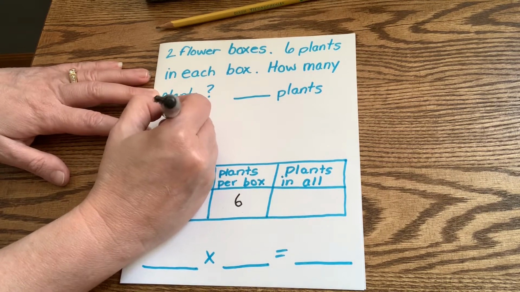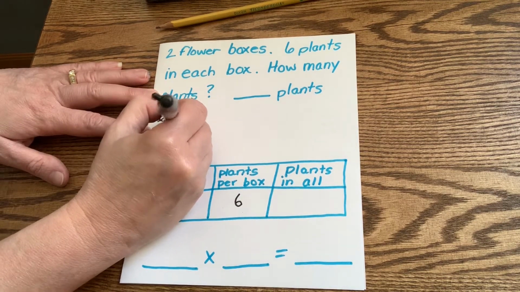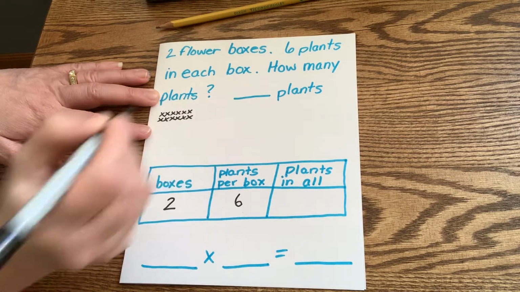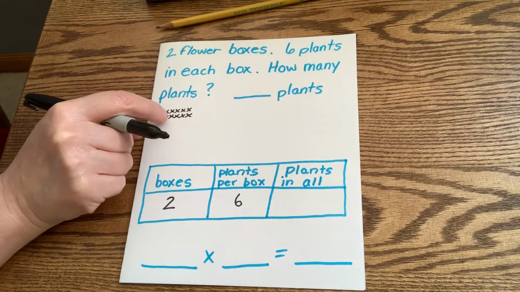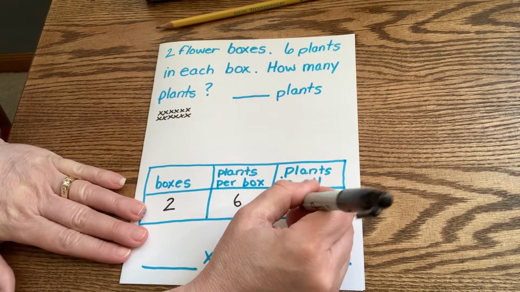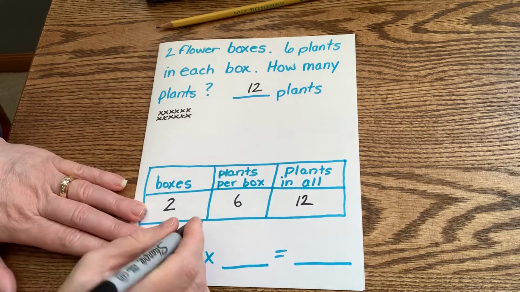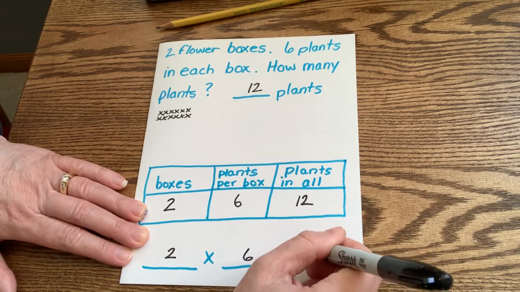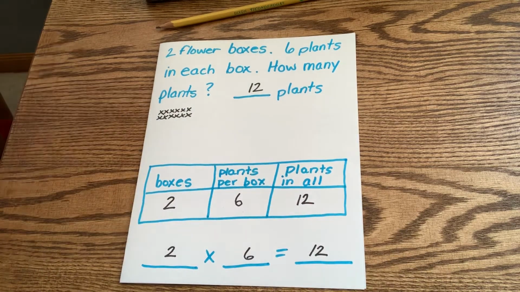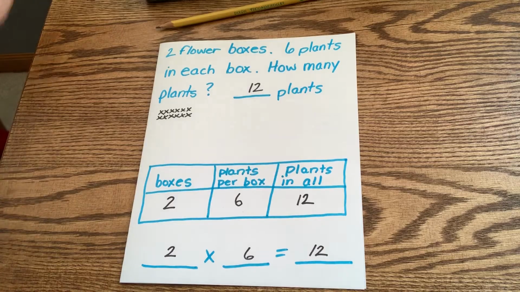1, 2, 3, 4, 5, 6. So there's 1 row. 1, 2, 3, 4, 5, 6. There's 2 rows. I'm going to total it up. So I know I have 6, 7, 8, 9, 10, 11, 12. Gives me my total plants in all. Plants goes up here, and my number model would be 2 times 6 equals 12. Okay, biggest thing with your array is remember that you need to keep your columns and your rows nice and neat. That'll help you with that.